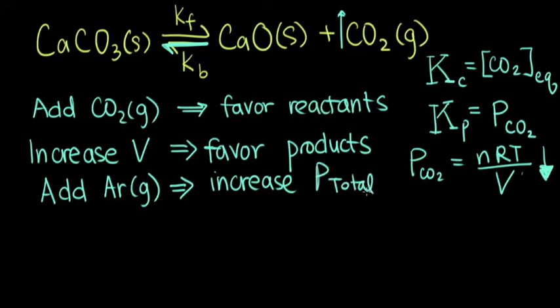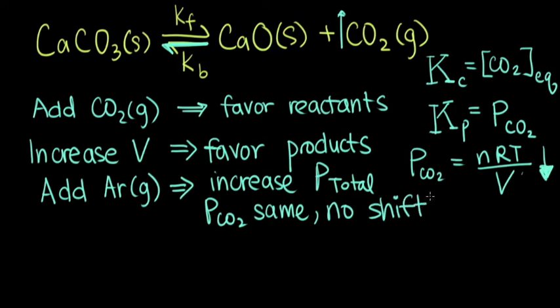But that actually doesn't tell us what it does to our equilibrium. Let's look back at our equilibrium expressions, Kc and Kp. We can see that the partial pressure for Kp only depends on the moles of our CO2 and our volume. We didn't change the moles of CO2, and we also didn't change the volume. Even though we increased the total pressure, the partial pressure of CO2 stayed the same. That means we didn't perturb our reaction from equilibrium, so there'll be no shift. We are still at equilibrium, and the concentrations will stay the same.